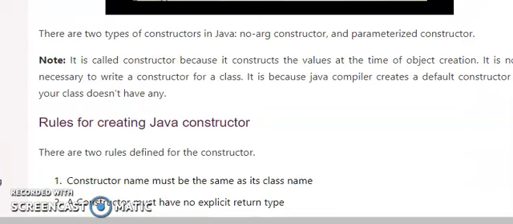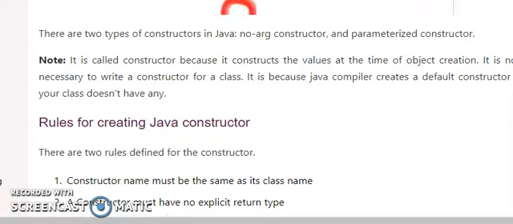There are two types of constructors in Java. The first one is the constructor with no arguments, and the second one is the parameterized constructor. It is called a constructor because it constructs the values at the time of object creation. It is not necessary to write a constructor for a class, because the Java compiler creates a default constructor if a class does not have any.